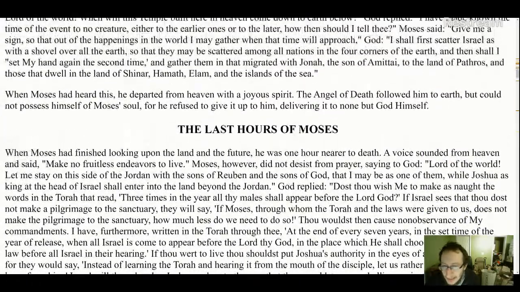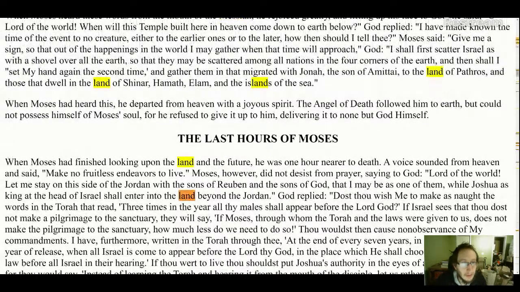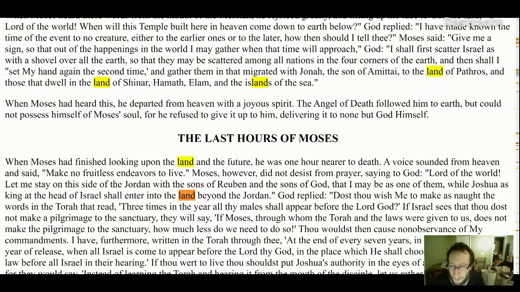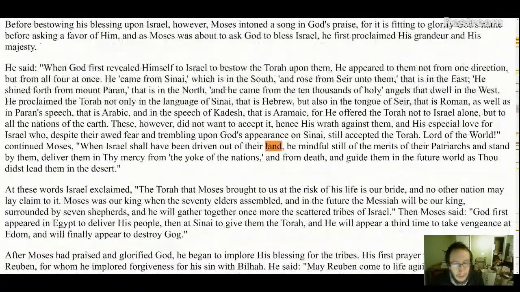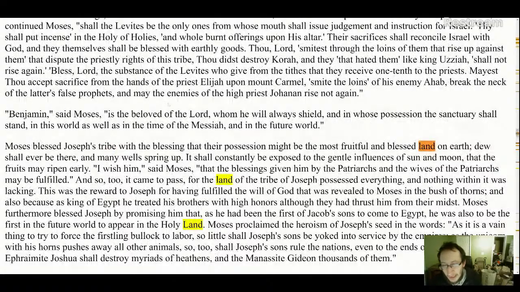Let's see. I thought it said that he saw the land, but maybe I'm mistaken here. I thought there was a thing that said that he actually saw the land, but I don't see it here. I'd have to look at it a different time. But anyways, that also is from the lost books of Moses as well.